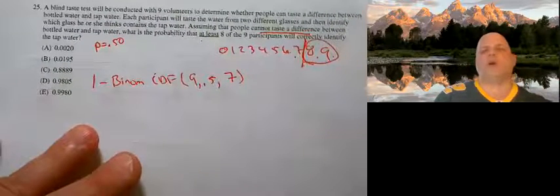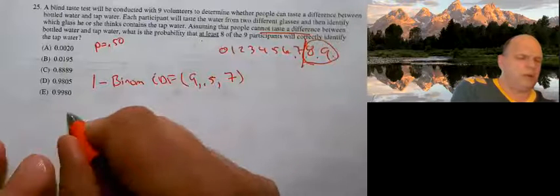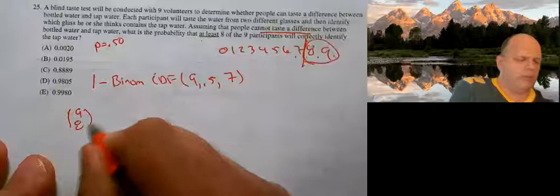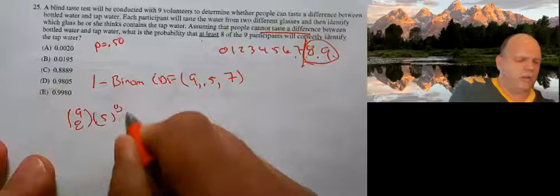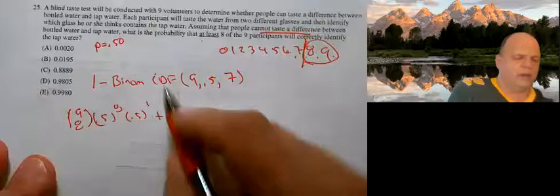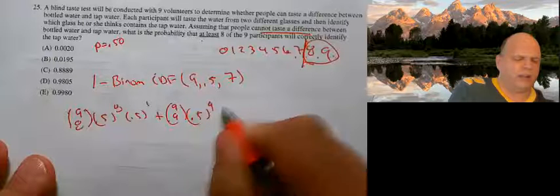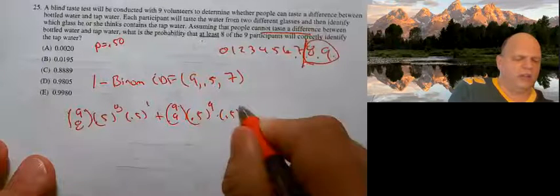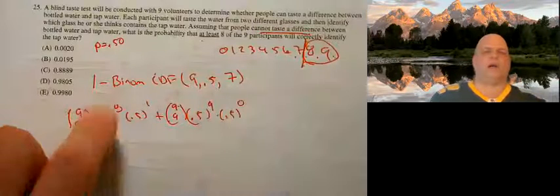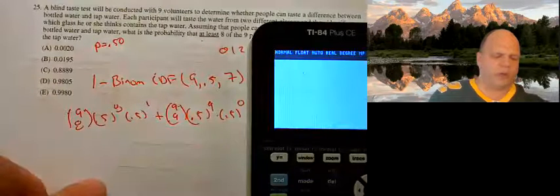Now, if I were showing my work on a test, I would make it the sum of the two PDFs, which would have been 9 choose 8, 0.5 to the 8th, 0.5, 9 minus 8 is 1, plus 9 choose 9, 0.5 to the 9th, 0.5, 9 minus 9 is 0. So on the calculator, this would be what I was doing on an FRQ. On a multiple choice, I do not need to show my work.